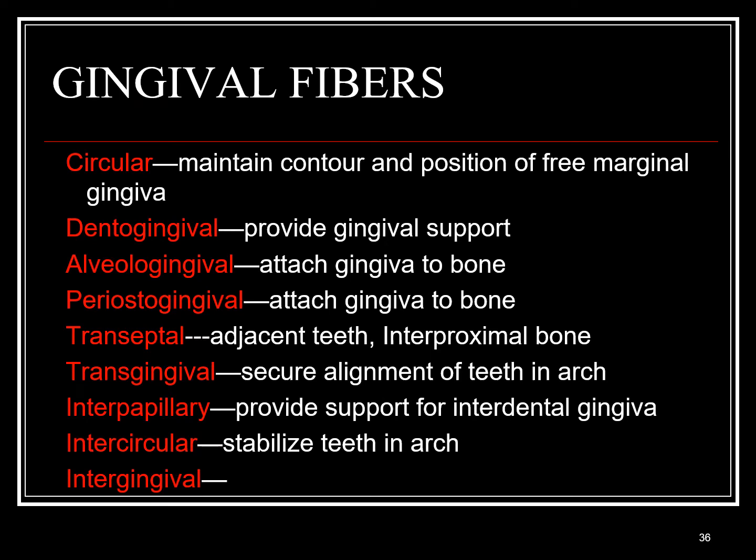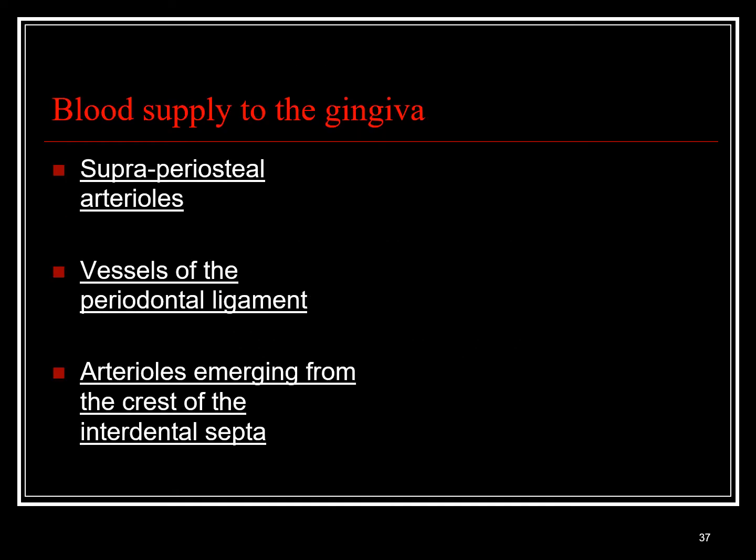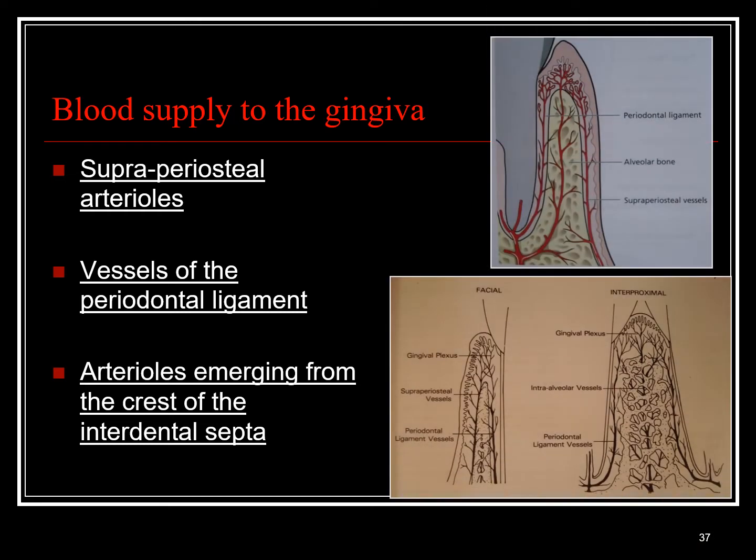The various gingival fibers are the circular fibers, dentogingival fibers, alveolo-gingival fibers, periosteal fibers, transseptal, transgingival, interpapillary, intercircular, and intergingival fibers. The blood supply of gingiva is from supraperiosteal arterioles, vessels from the periodontal ligament, and arterioles emerging from the crest of the interdental septa. So this is the blood supply and vascularization of the gingiva.